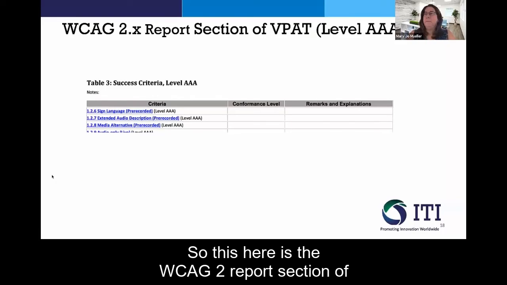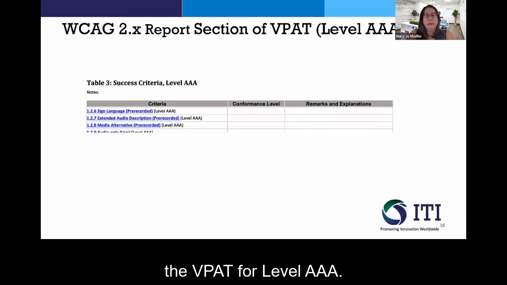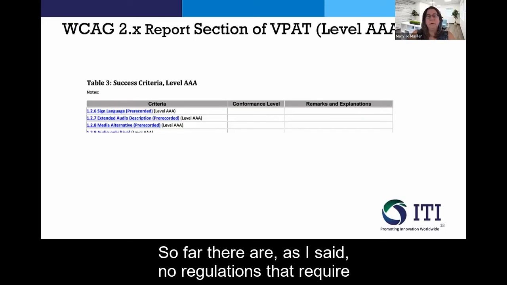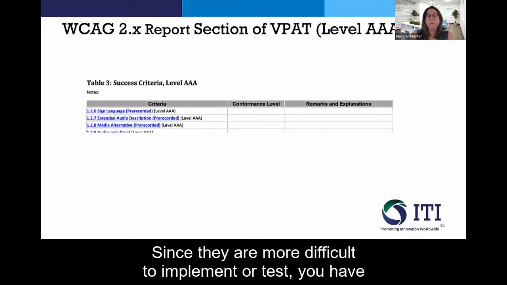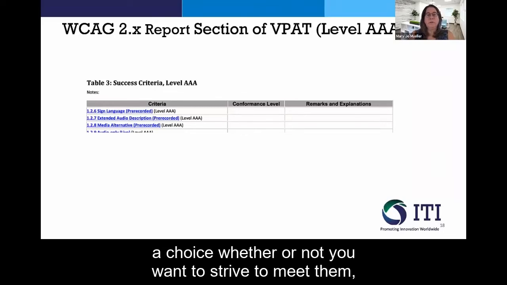So this here is the WCAG 2 report section of the VPAT for level AAA. So far, as I said, there are no regulations that require AAA criteria to be met. Since they are more difficult to implement or test, you have a choice whether or not you want to strive to meet them.